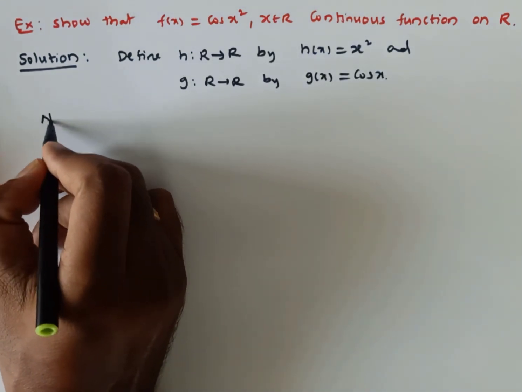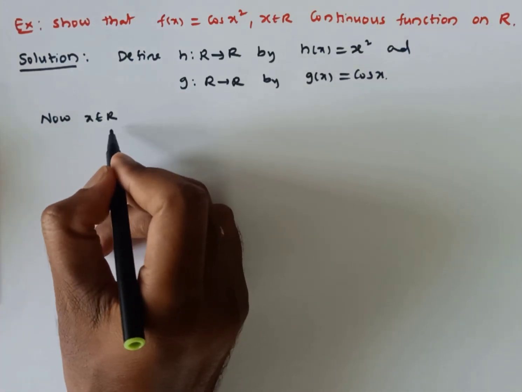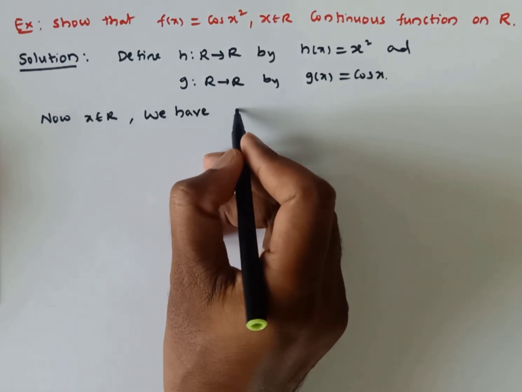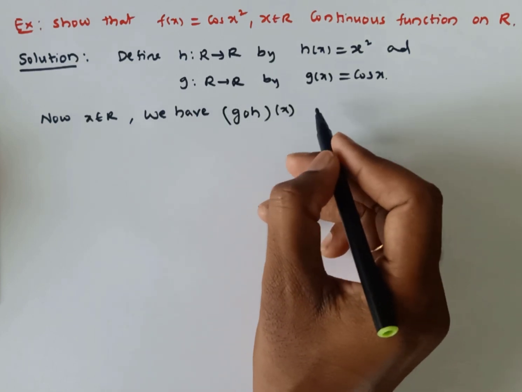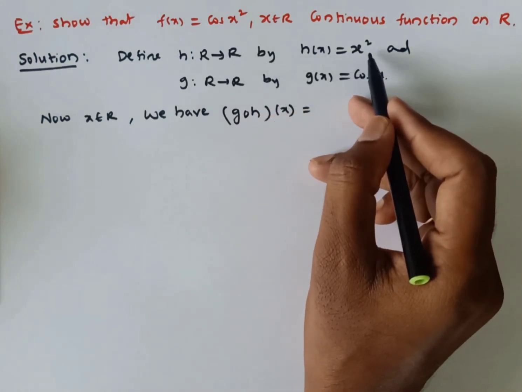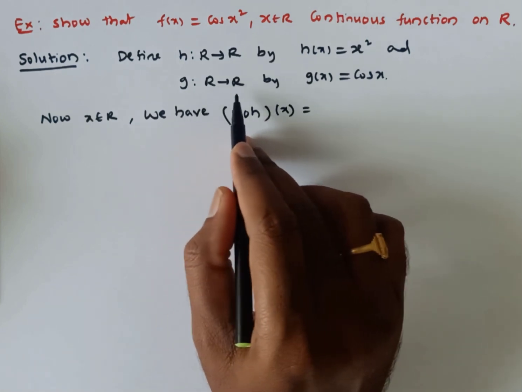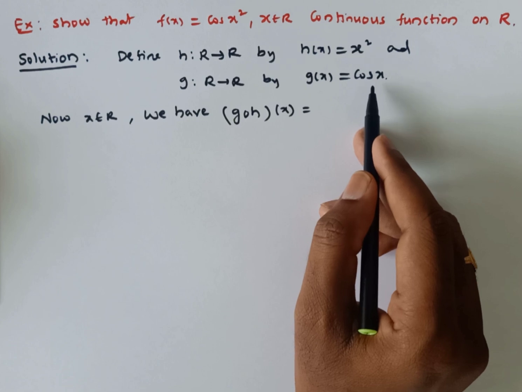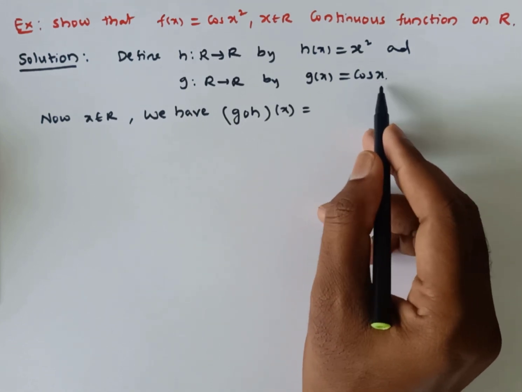Here, for any real number x, we have g compose h of x. See, h from R to R, h of x is defined as x square. So x square is a polynomial, therefore it is a continuous function. g from R to R, and so g of x is cos x. So cos x is a trigonometric ratio, it is continuous everywhere since the domain for this is R.